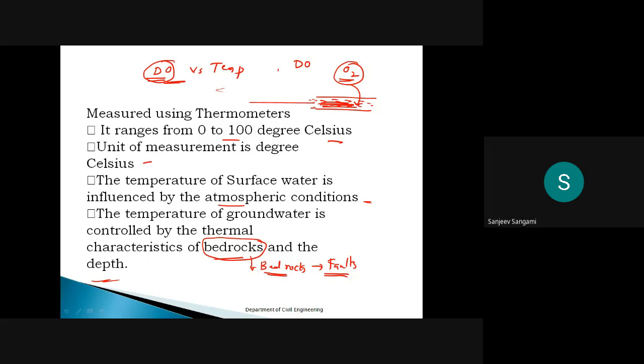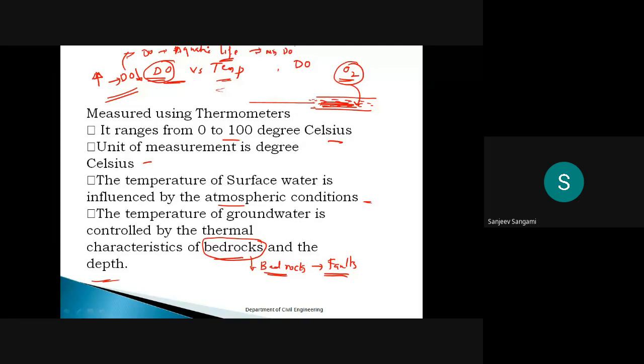Then what is the importance of DO with temperature? If the temperature goes on increasing, your DO will decrease. That is one of the major points. Why is this DO very important? Why are we discussing this? DO is very much essential for aquatic life. Very important. It is very much essential for aquatic life. See the minimum DO.